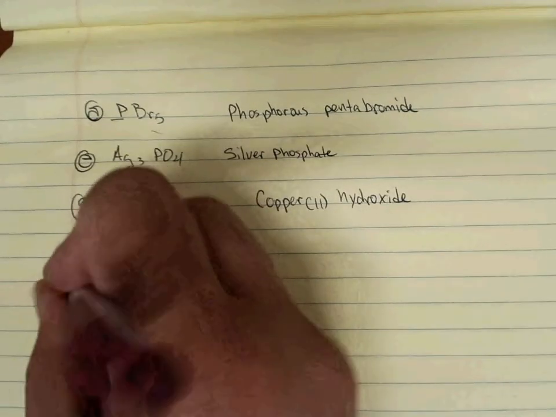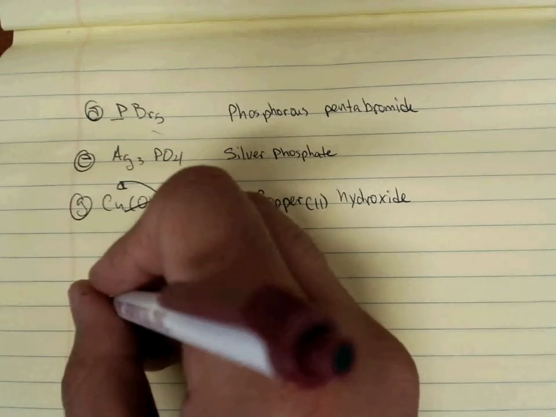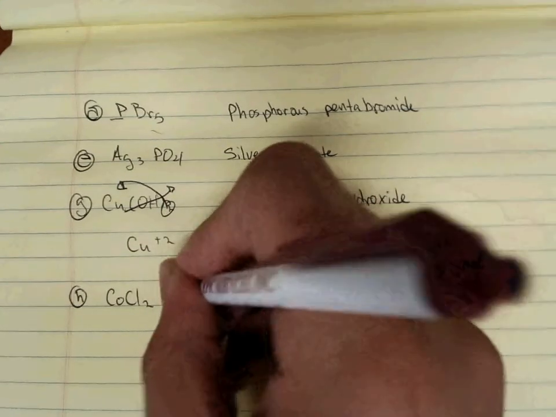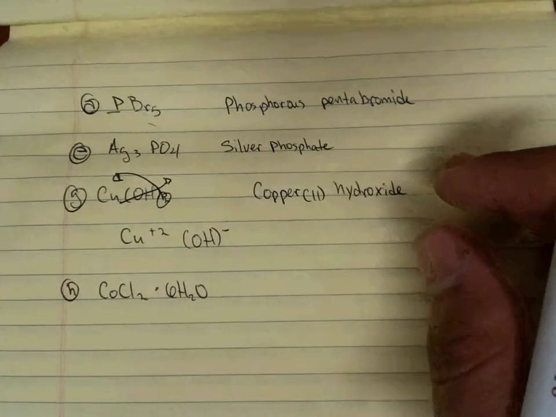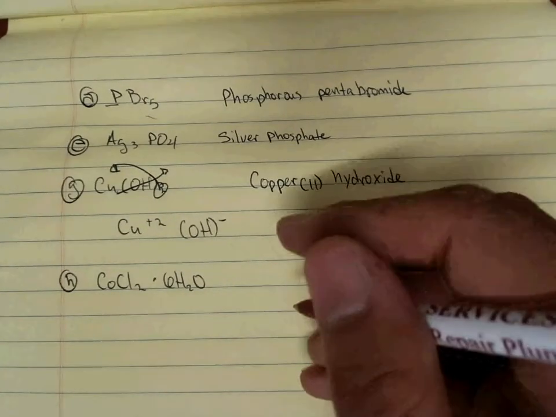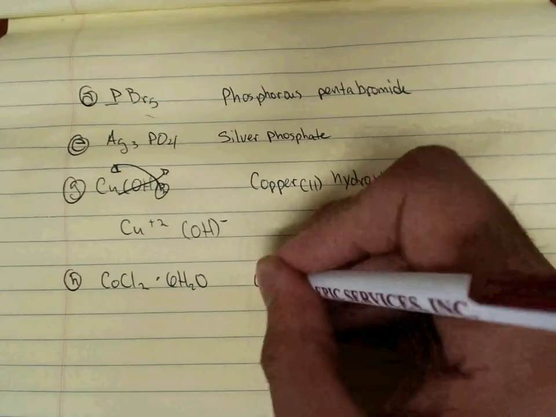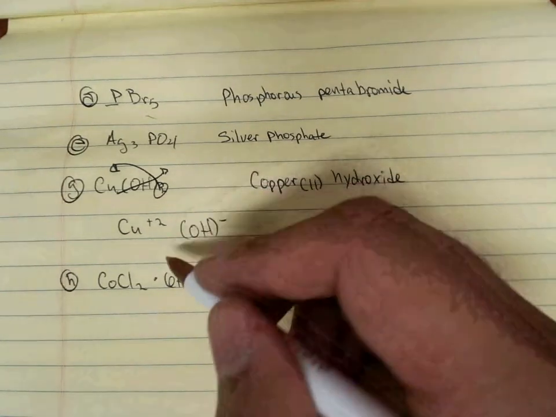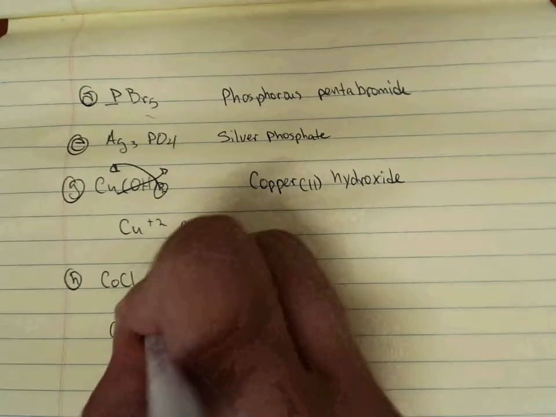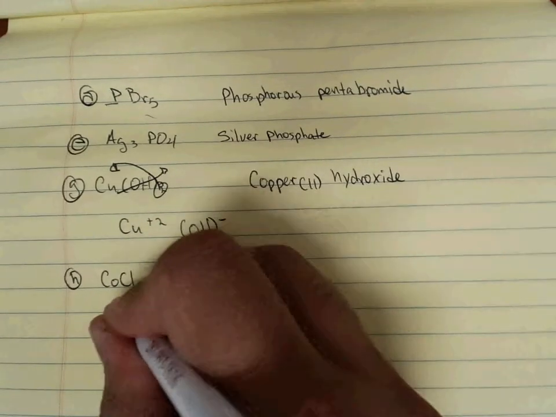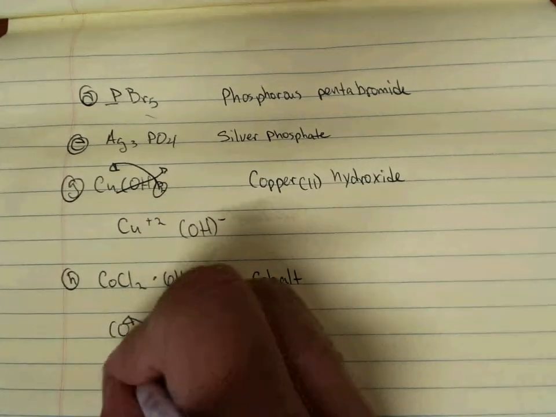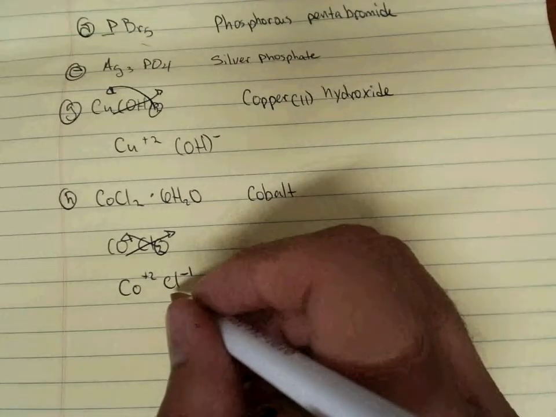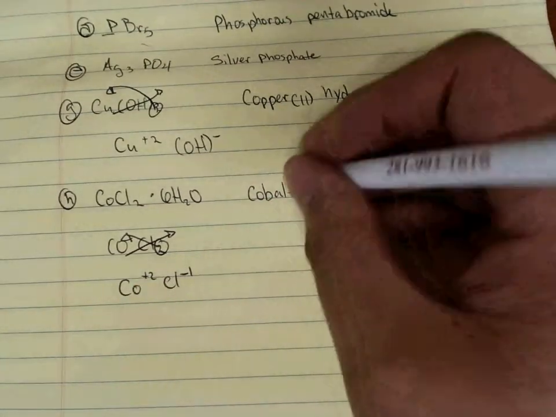Alright, let's look at H. H is a little bit different. H is CoCl2 6H2O. This is cobalt, and I'm going to reverse the charges. I'm going to uncrisscross, so I should have Co +2, Cl -1. I do know that Cl does have a -1 charge, so then that must be correct.